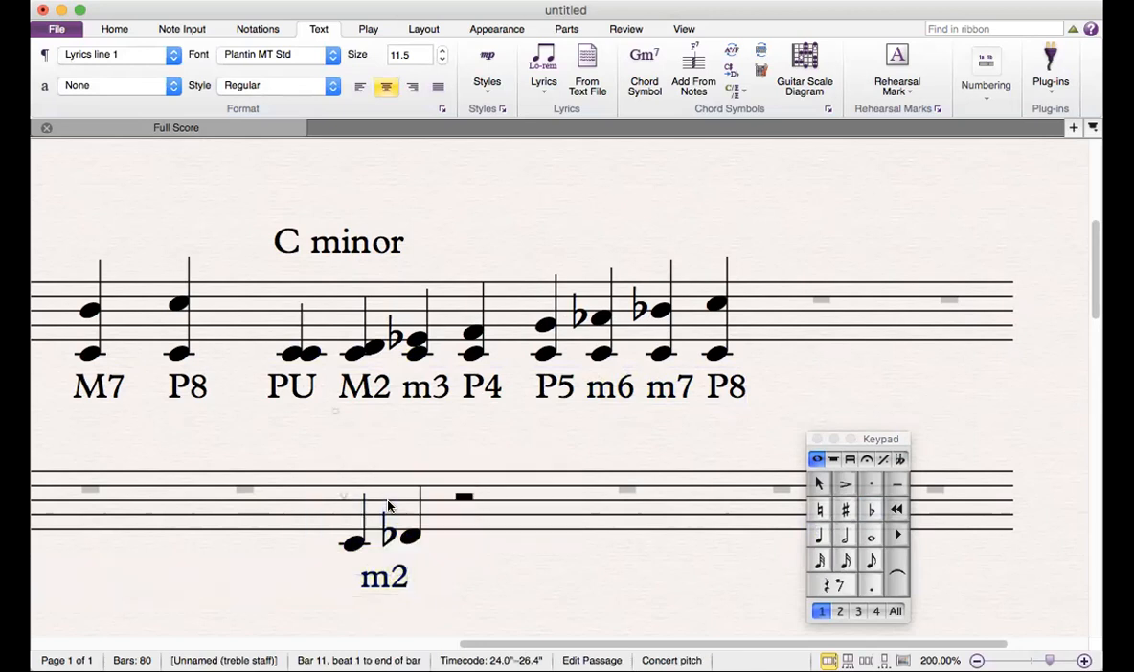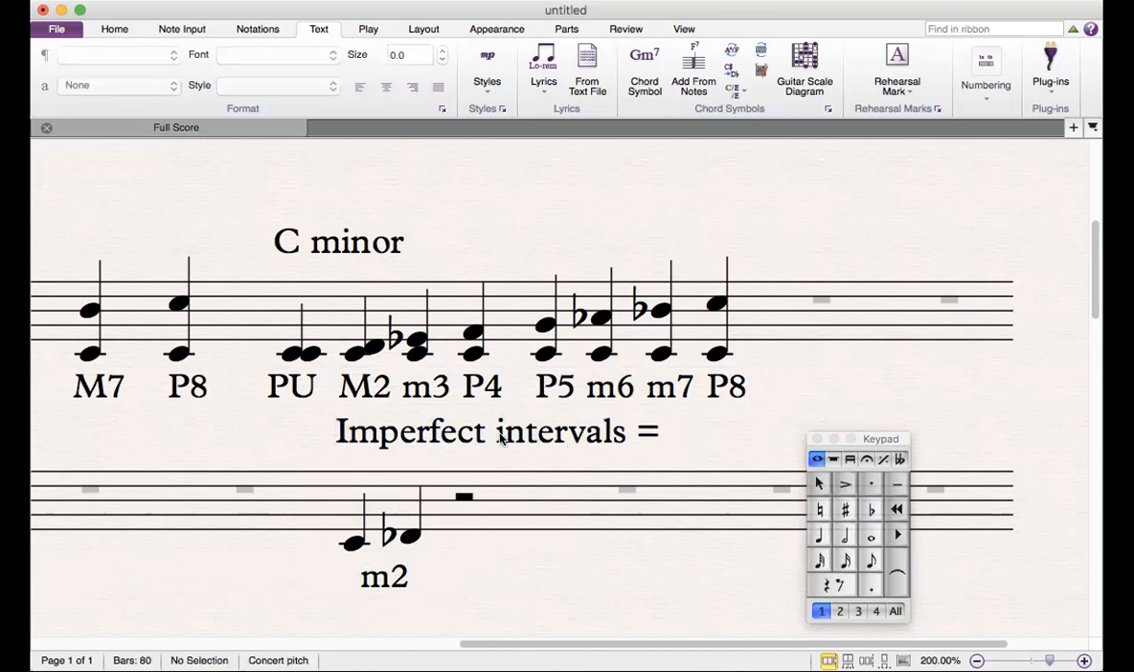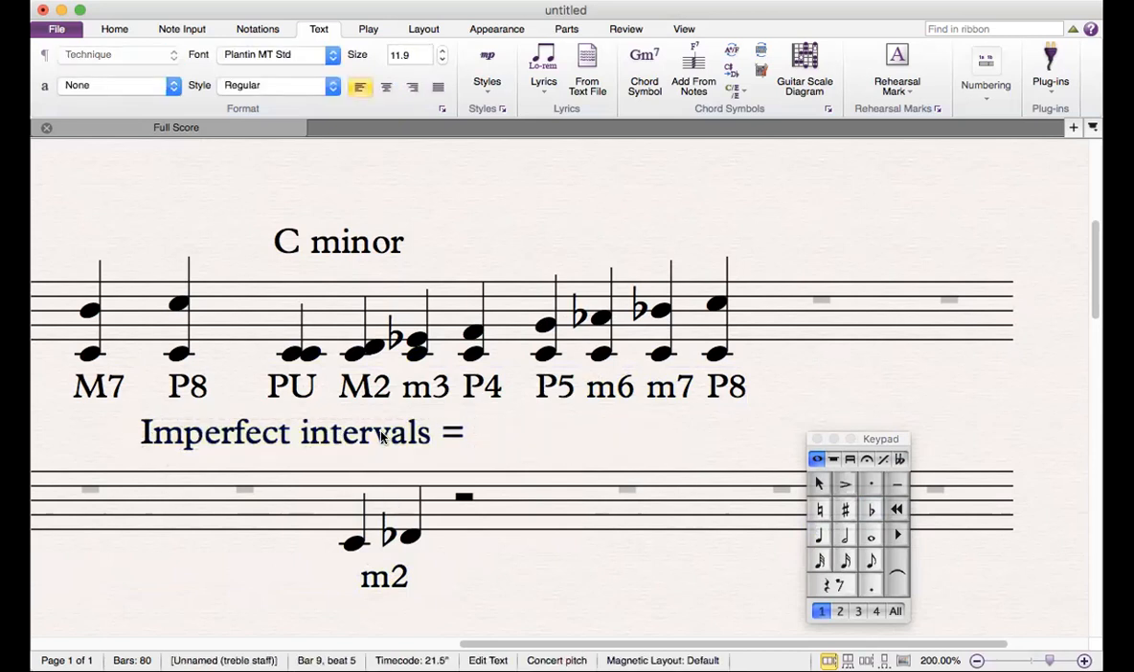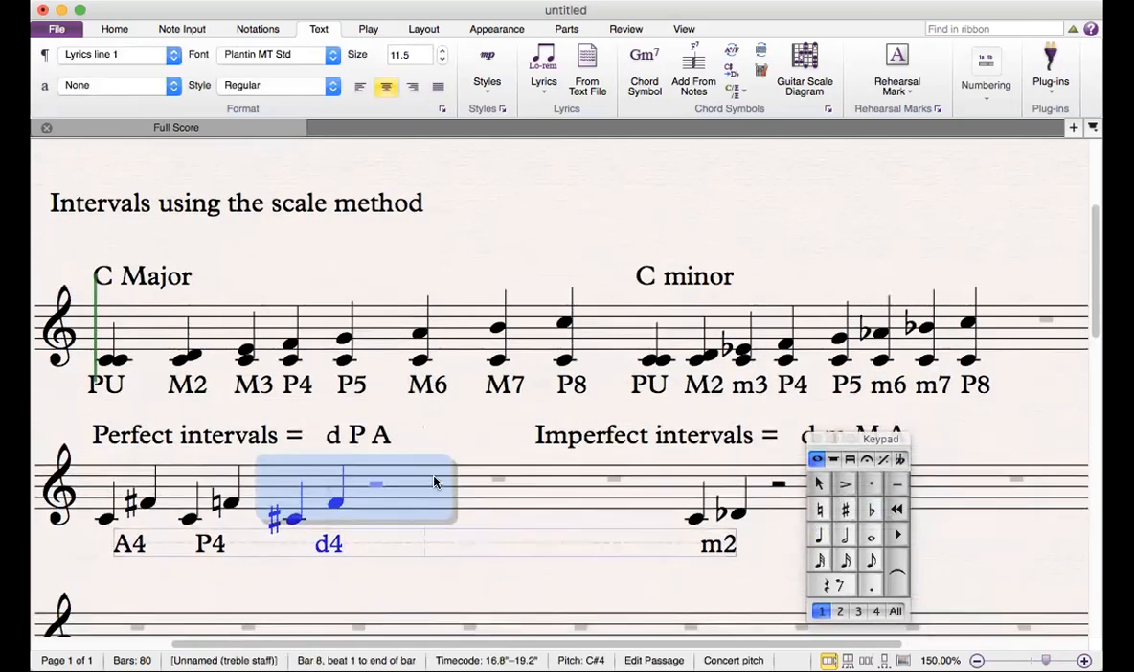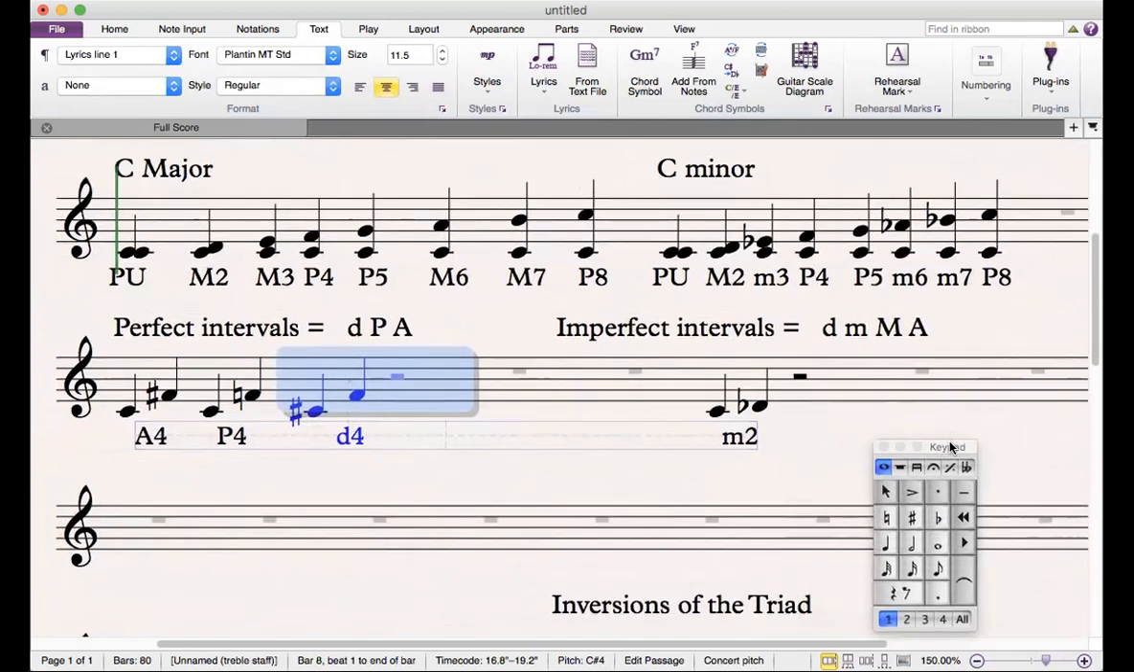Okay, and here for imperfect intervals, if you're going to make an alteration, let's say you have major here, one half step smaller than major, of course, would be minor. One half step smaller than minor would be diminished. What about the other direction? What if you had a major interval and then you made it bigger by a half step? That would be augmented.